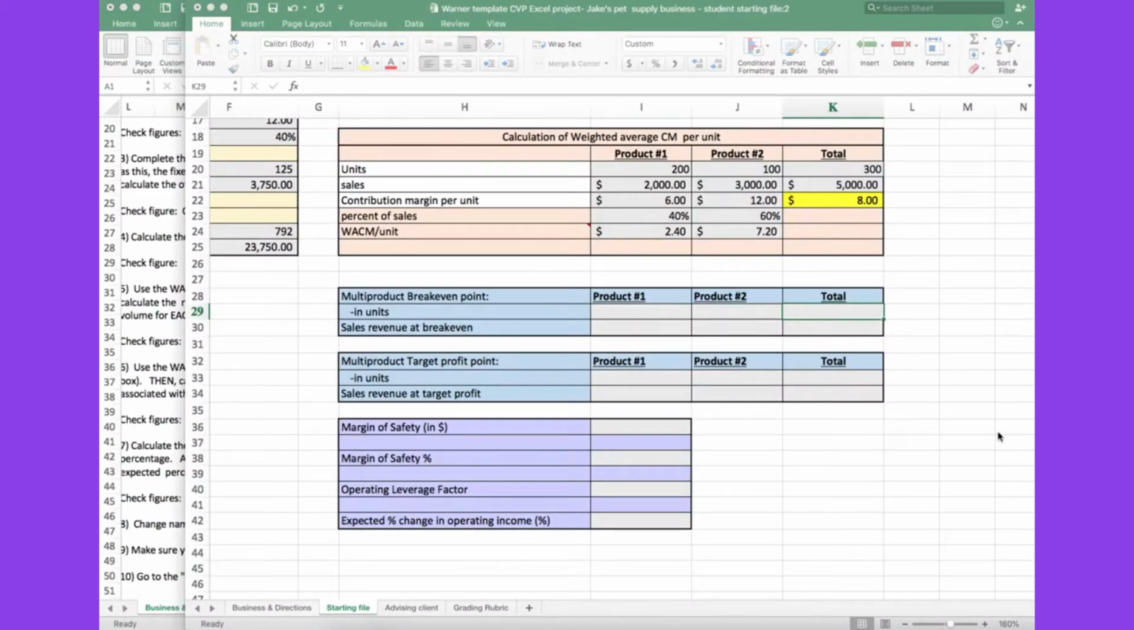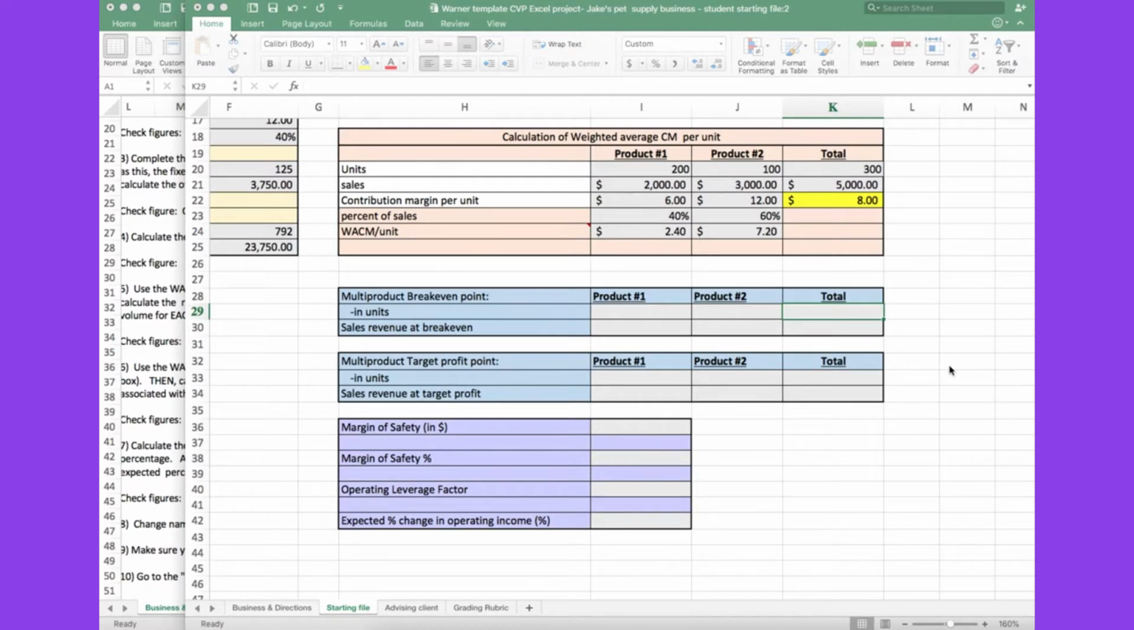Okay, we are getting towards the end. Now remember, the way that we do a multi-product break-even, and I have a couple of other videos for this, is you take your average contribution margin per unit and use that as the starting point to get to the total number of bundles or packages that you need to sell. And then you back out from that into how many of each.